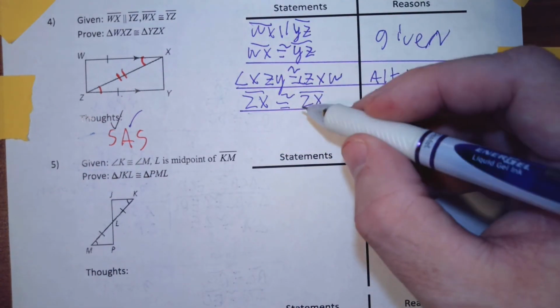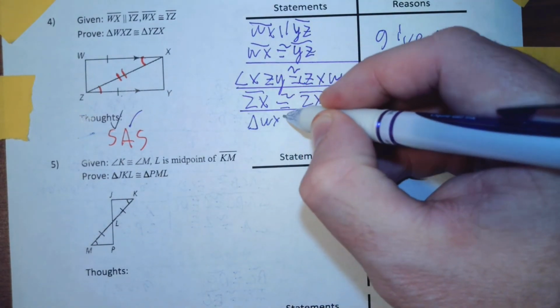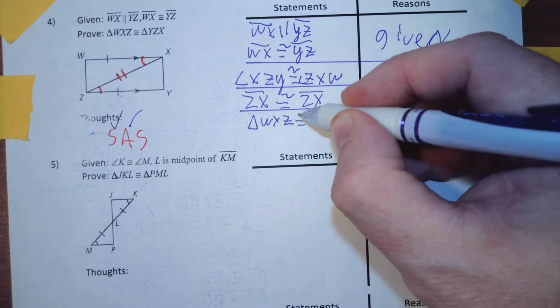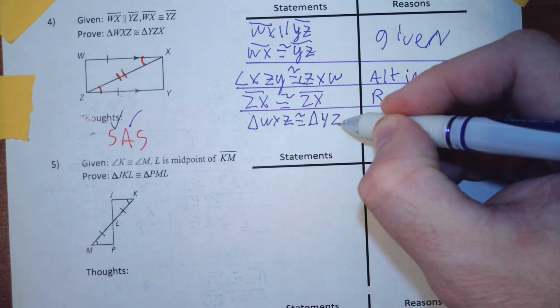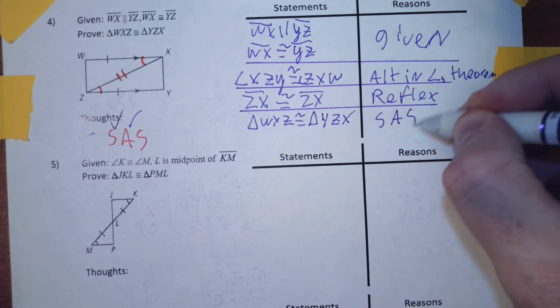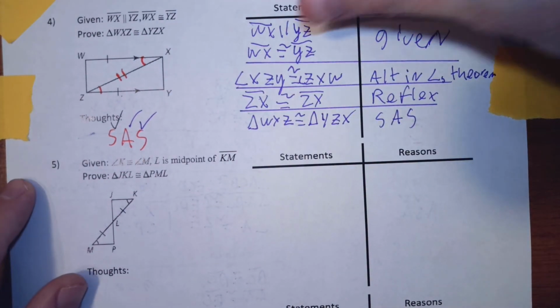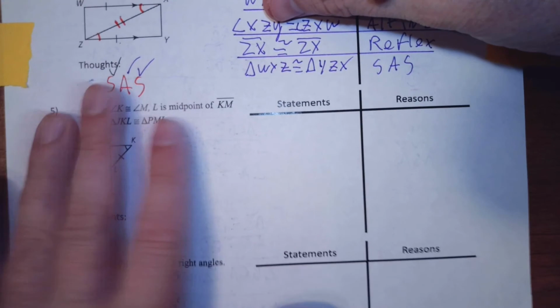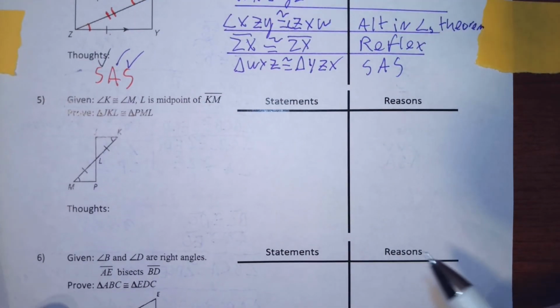Okay, let's see here. We're just going to write what they say. WXZ is congruent to YZX, and that is because of SAS. Okay, I forgot to check off that side, but we did it. All right, moving on.